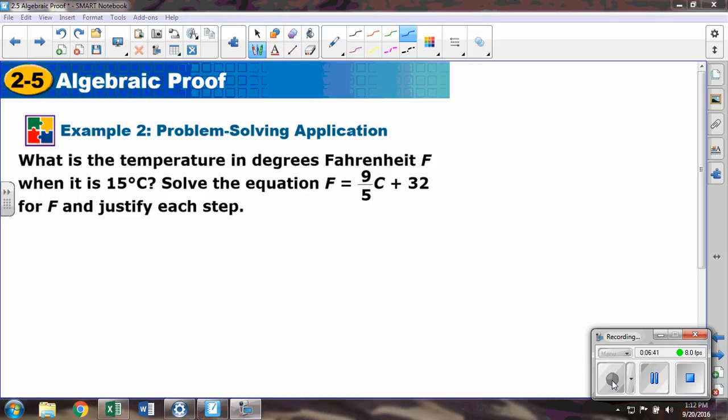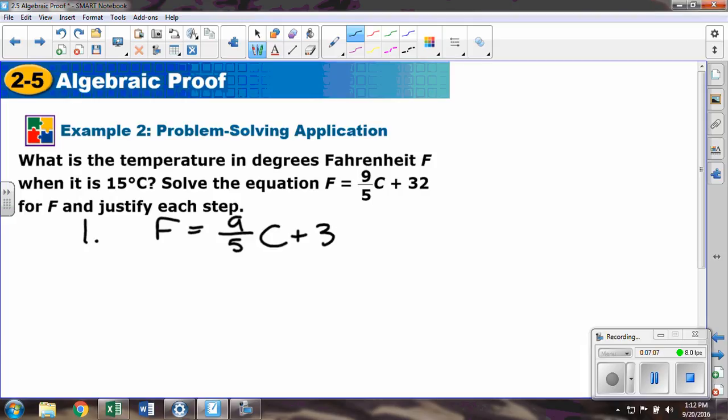For our second example, we want to answer the question, what is the temperature in degrees Fahrenheit when it is 15 degrees Celsius? Solve the equation for F, justify each step. So, this is a piece that we're starting off. Step number 1, we have the equation. Why do we know that this is true?